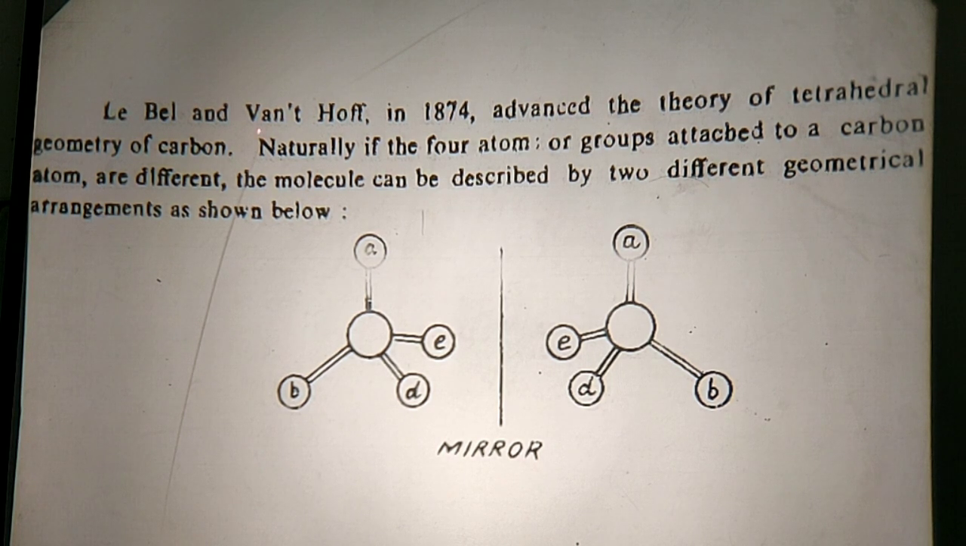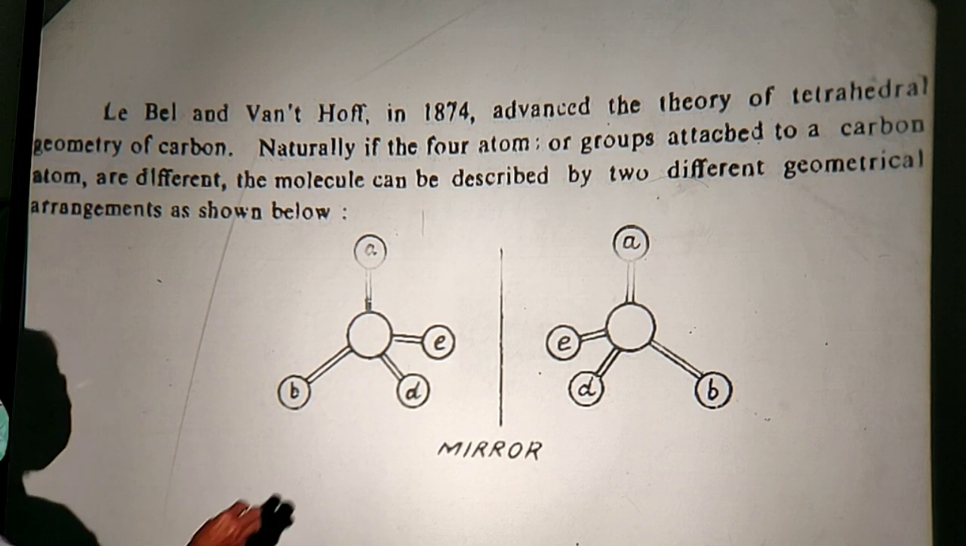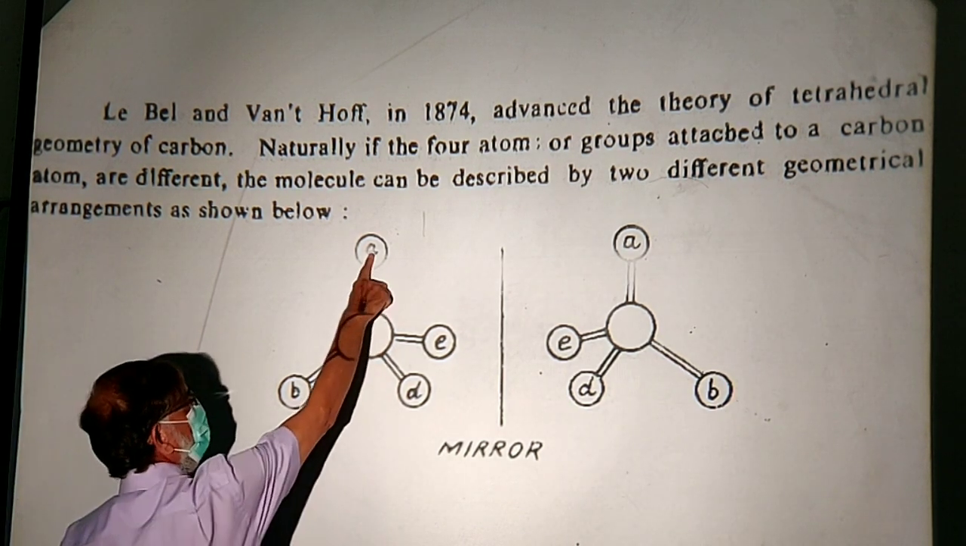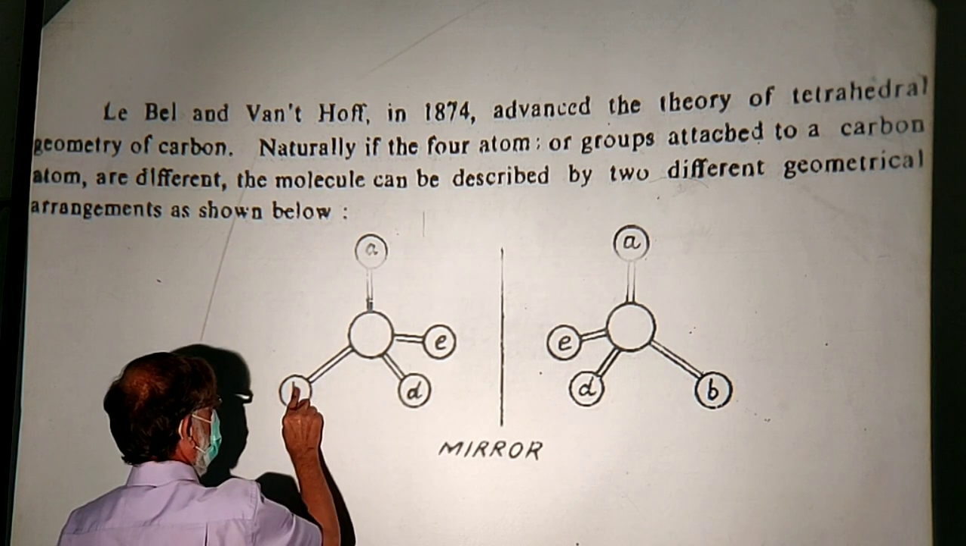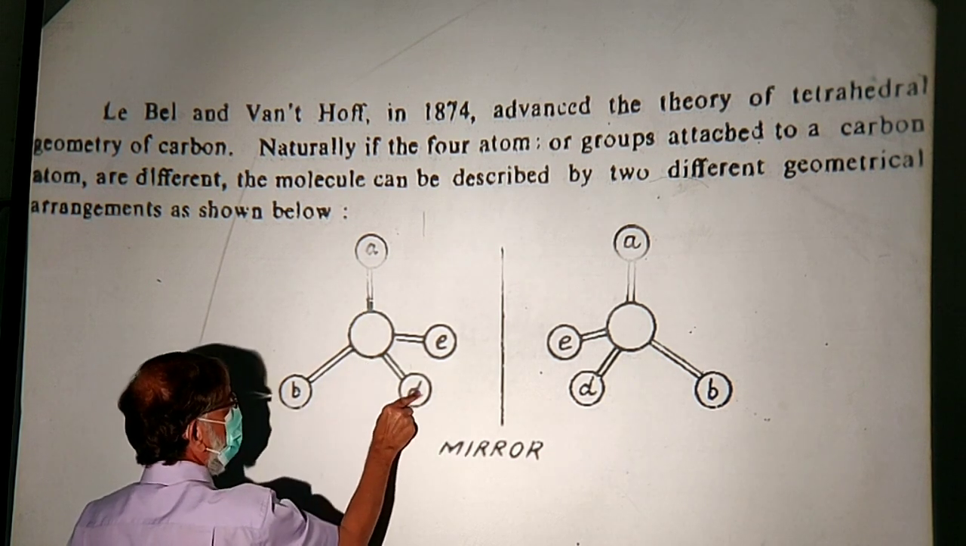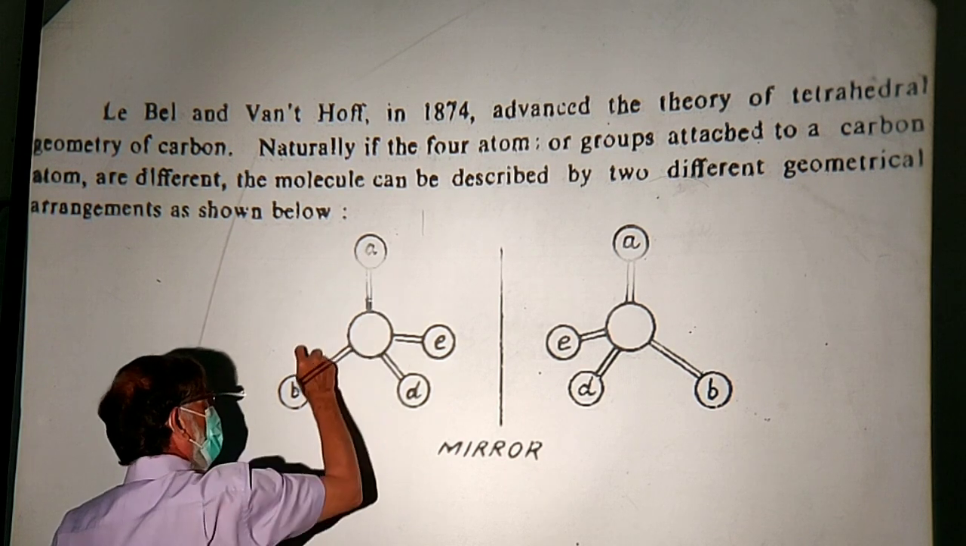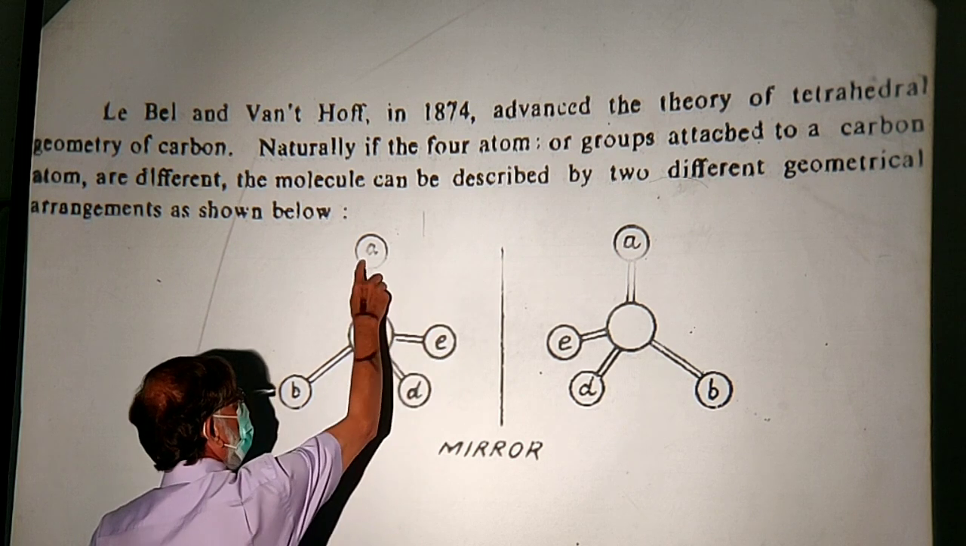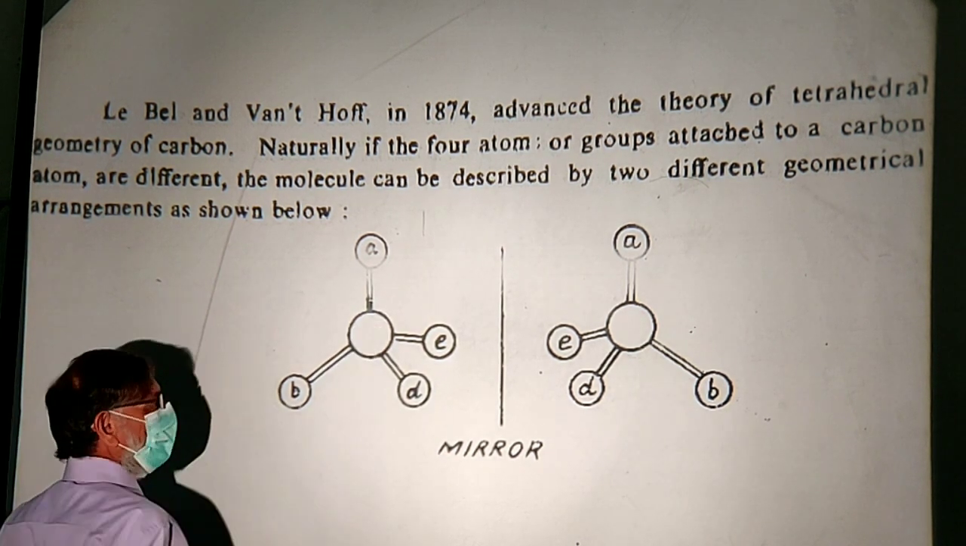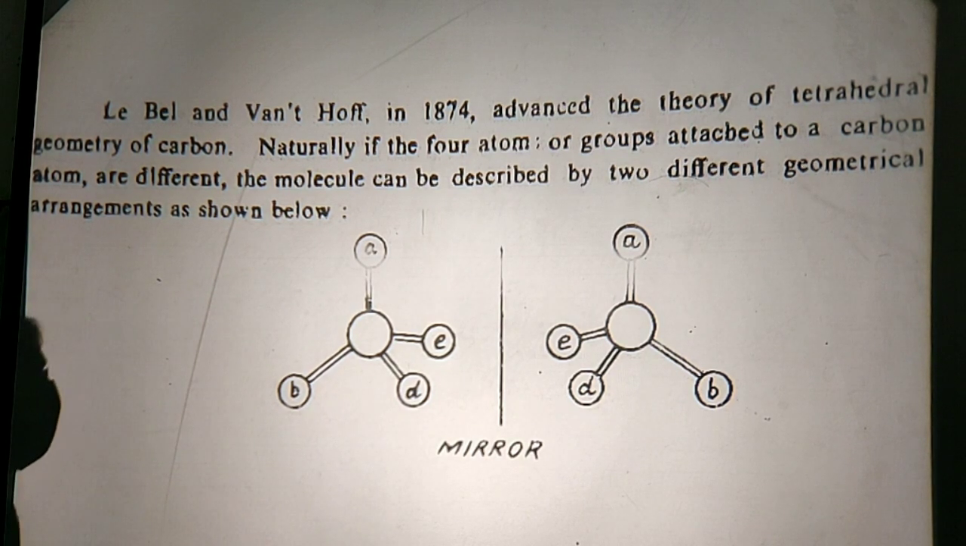Now, Le Bel and Van't Hoff in 1874 advanced the theory of tetrahedral geometry of carbon. You are well aware of it. Naturally, if the four atoms or groups attached to a carbon atom are different, the molecule can be described by two different geometrical arrangements as shown below. Now you can see here, this is the central carbon atom. This one is designated as A, this designated as B, this designated as D, and this is designated as E. All these four are different ligands which have been attached to the central carbon atom. So this carbon is called an asymmetric or chiral carbon, which plays a pretty good role in the stereochemistry of optical isomerism.